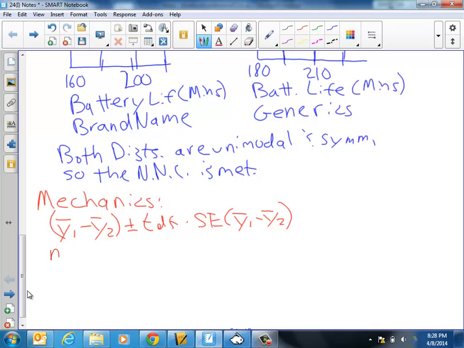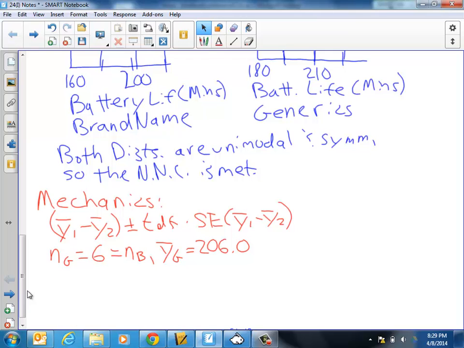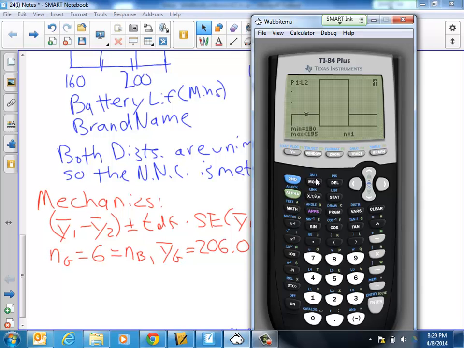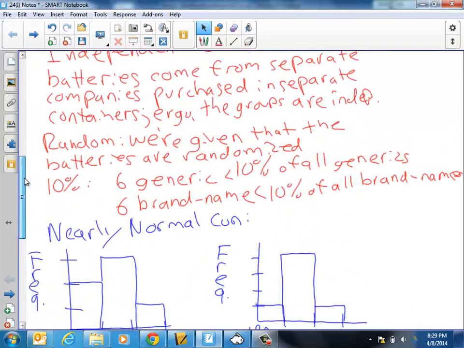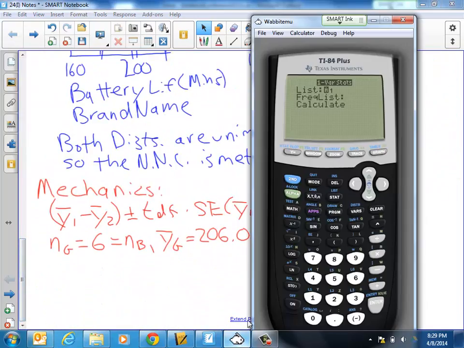We have been given, or we know at this point, n sub g, the sample size of the generic batteries is 6, which is the same as the sample size of the brand name batteries. Y bar, the sample mean of the generics, is equal to 206.0. Now how do we get that? Let me show you again here, guys. To get the sample mean along with the sample standard deviation for any list of data, we're going to go stat, calc, 1 variable stats, or 1 var stats. L1 was my brand name, just double checking, yep. Brand name data here. Frequency list you don't have to worry about. We can calculate this, and there you go.